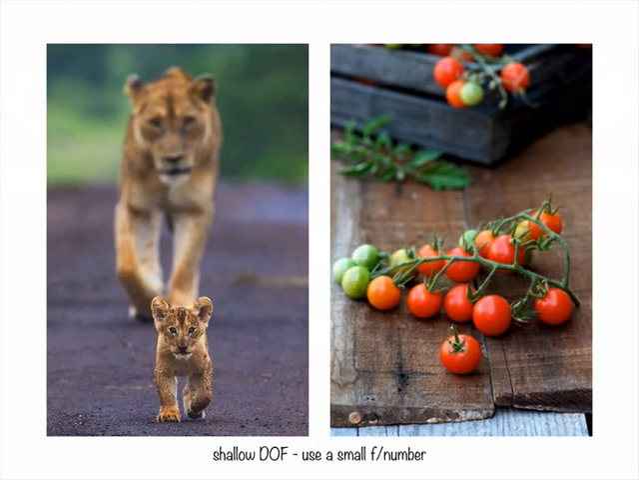These are two examples of shallow depth of field. As you can see, the cub and the tomatoes in the foreground are in relatively sharp focus, and the background is soft and a little bit blurry, which draws more attention to our subject. So if you'd like to create images like these, you'd want to use a small f number.